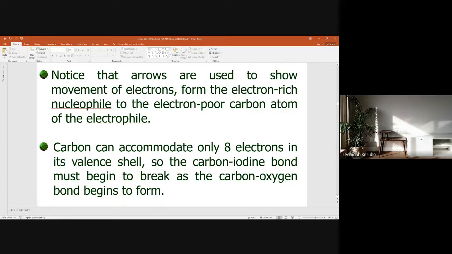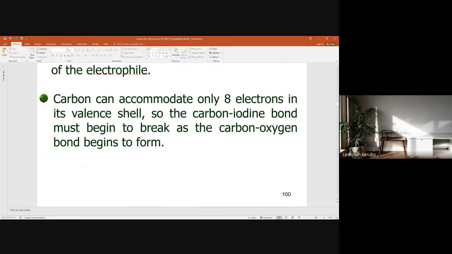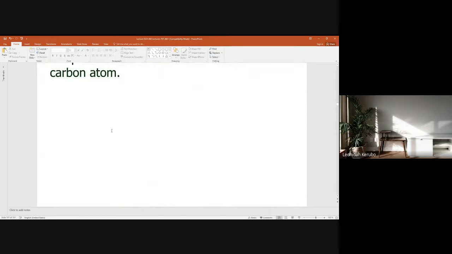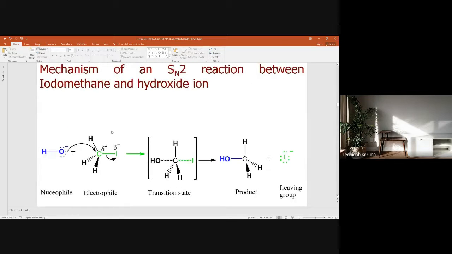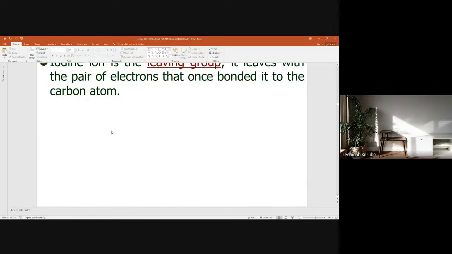Then carbon can accommodate only 8 electrons in its valence shell. So the carbon-iodine bond must begin to break as the carbon-oxygen bond begins to form. So immediately, let's go to the next. Okay, I can't see it. Okay, it is down there, the mechanism.